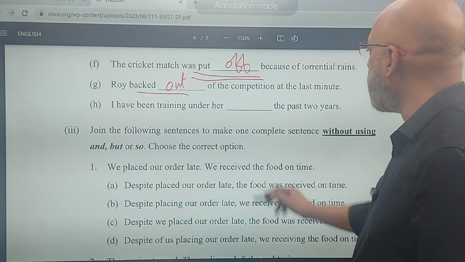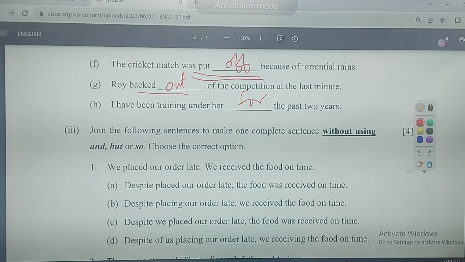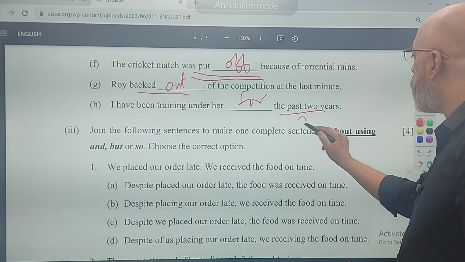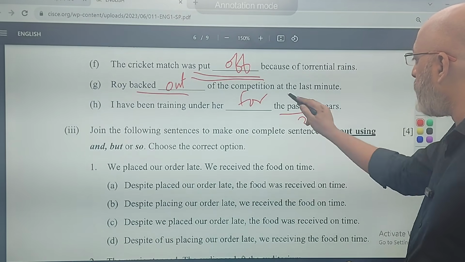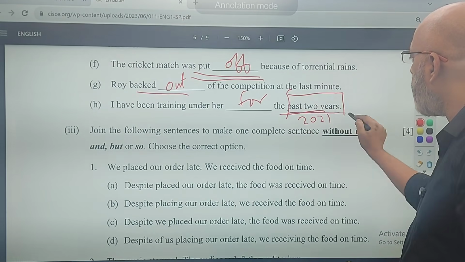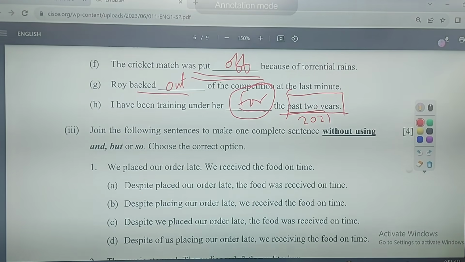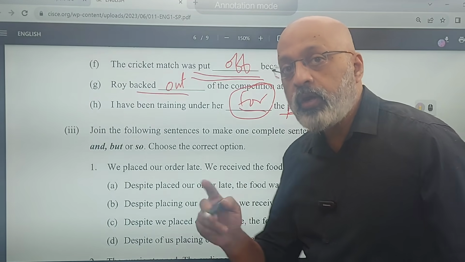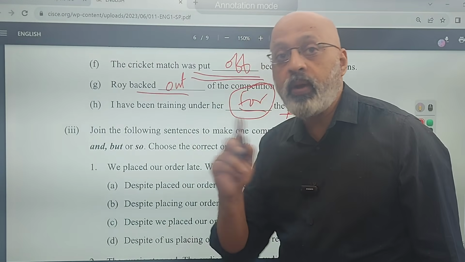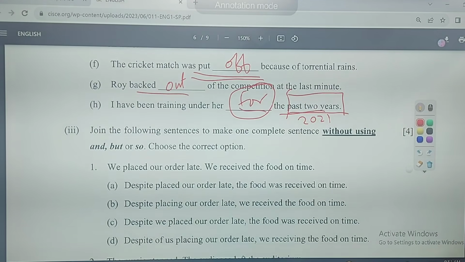I have been training under her for the past 2 years. Okay, since the past 2 years नहीं, अगर यहाँ पर since 2021 होता, then यहाँ पर since होता, लेकिन यहाँ पर past 2 years है. Okay, a period of time, तो यहाँ पर for का इस्तेमाल किया जाएगा. अगर ये होता I trained under her from 2021 to 2023, तो from and to का इस्तेमाल होता. So please understand the difference between when what is used.